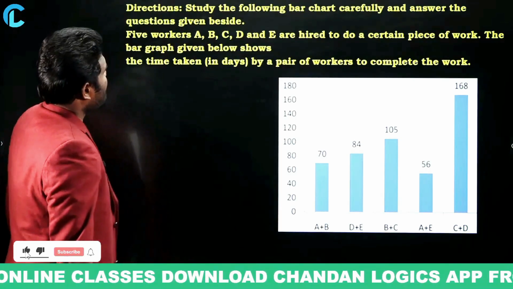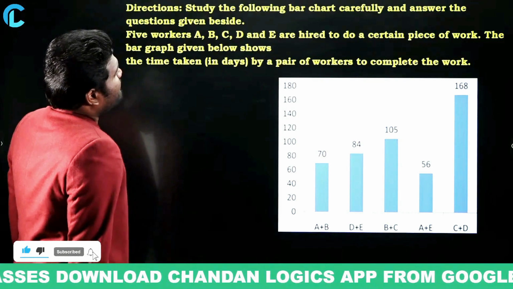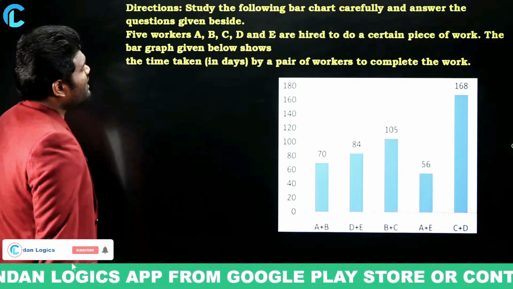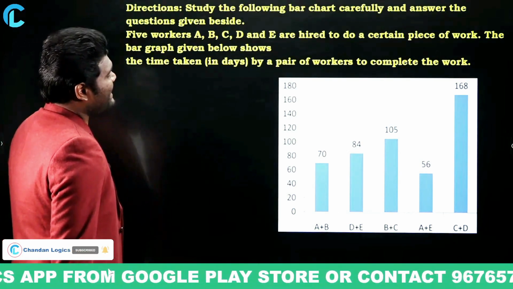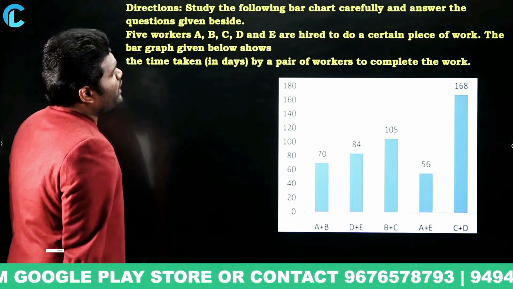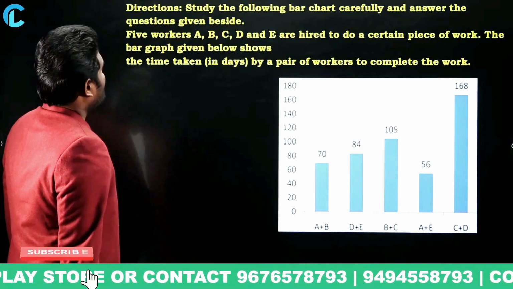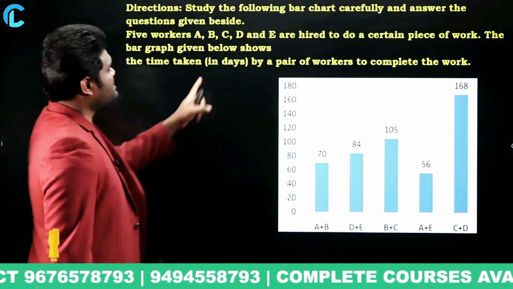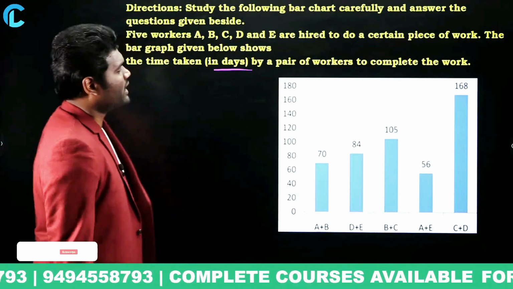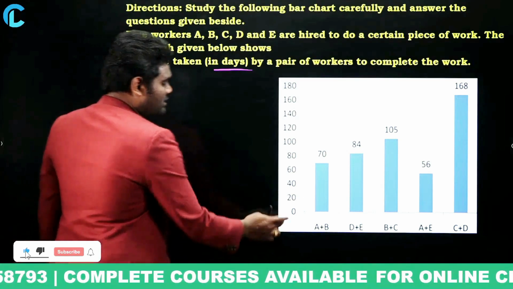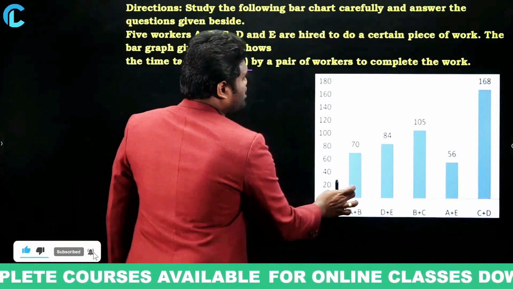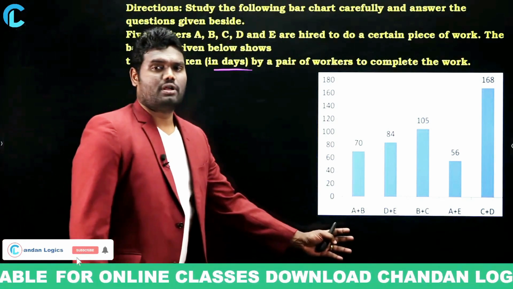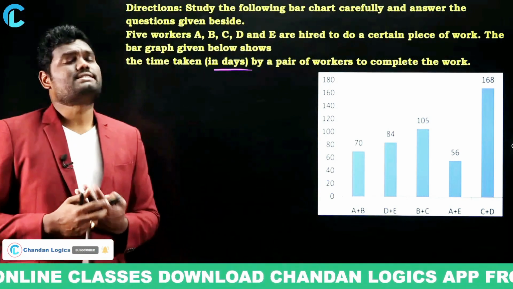Look at this one. Study the following bar graph carefully. So this is a bar graph. Now here we have some information. 5 workers A, B, C, D and E are hired to do a certain piece of work. The bar graph given below shows the time taken in days by a pair of workers to complete the work. So this graph information is all about the number of days taken by the pair to complete a work. What is that work? We don't know.